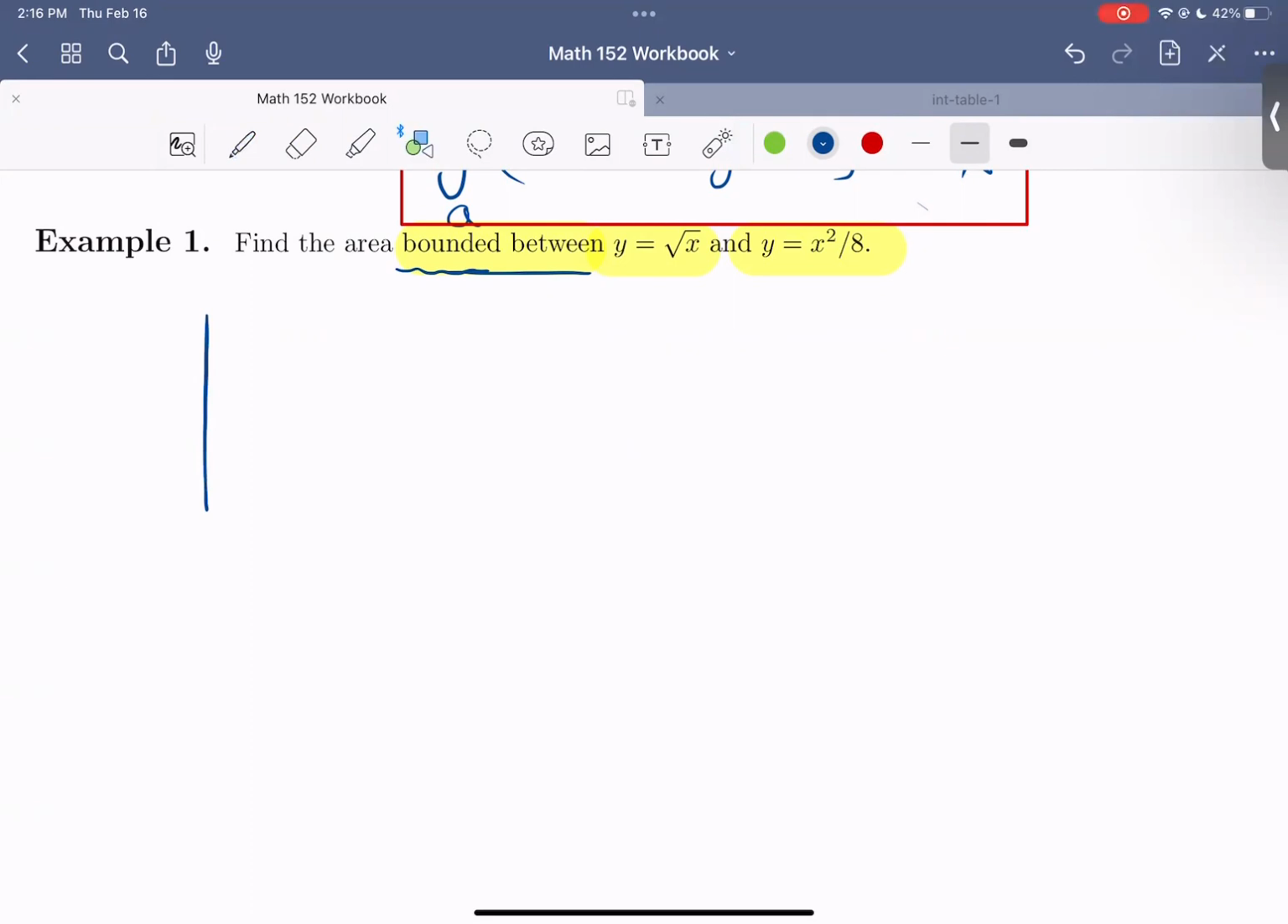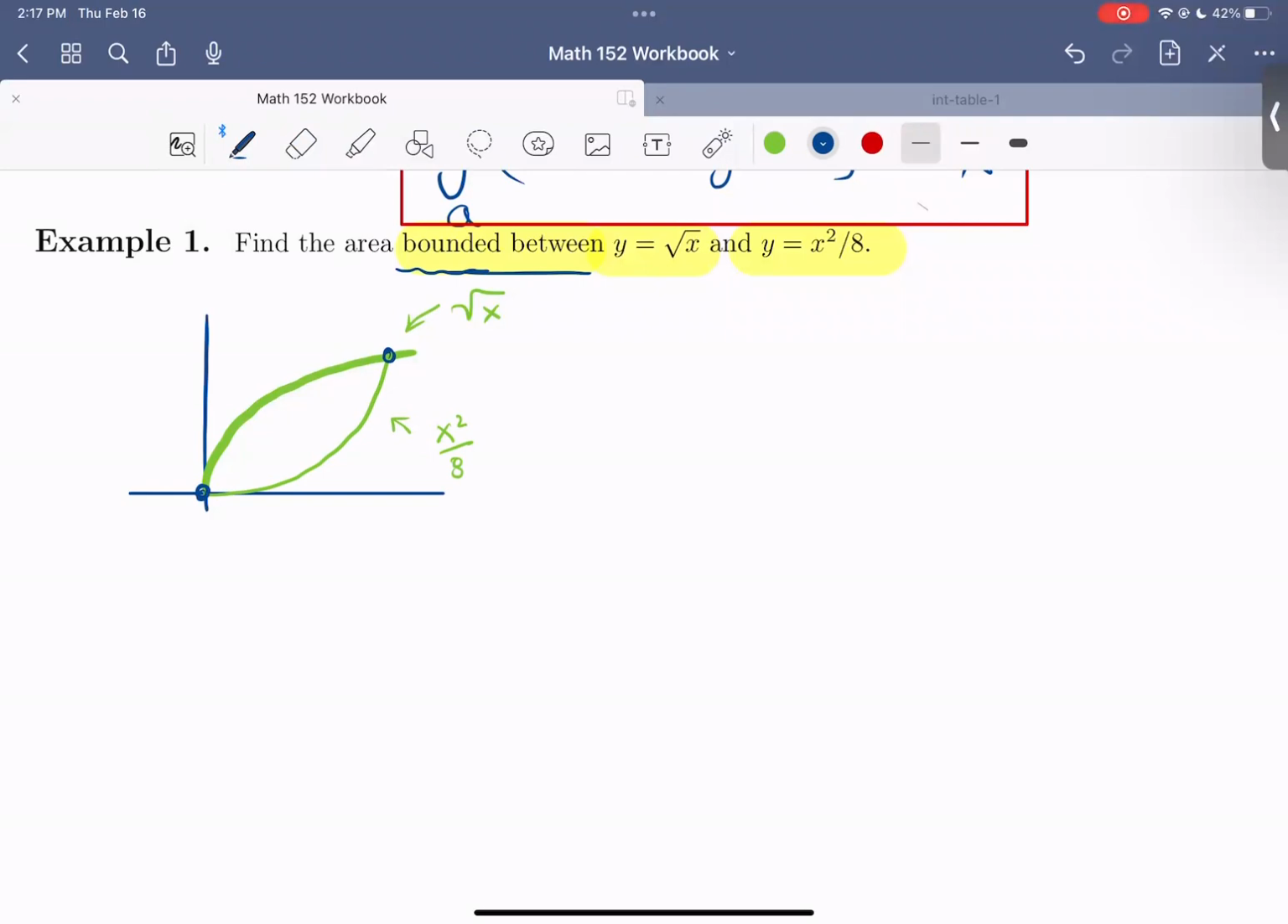So here are my set of axes. Now the square root of x function kind of looks like this. It's a concave down function like that. So that's going to be root x. And then x squared over 8. Well, x squared is a parabola, and over 8 just elongates it a bit. So it'll look something like this. So this would be x squared divided by 8. Okay, so we see that these two functions do form a closed bounded region like this.